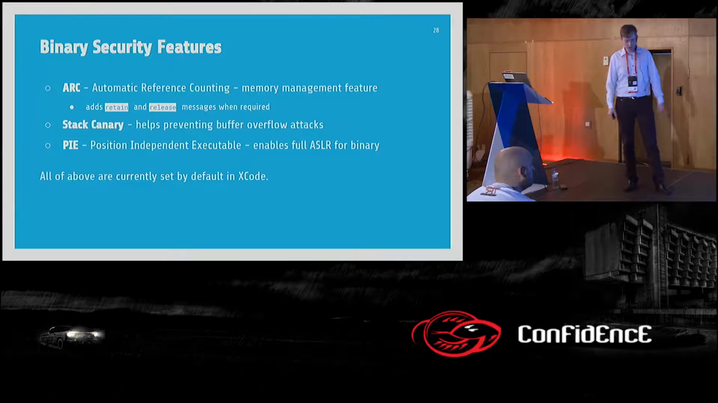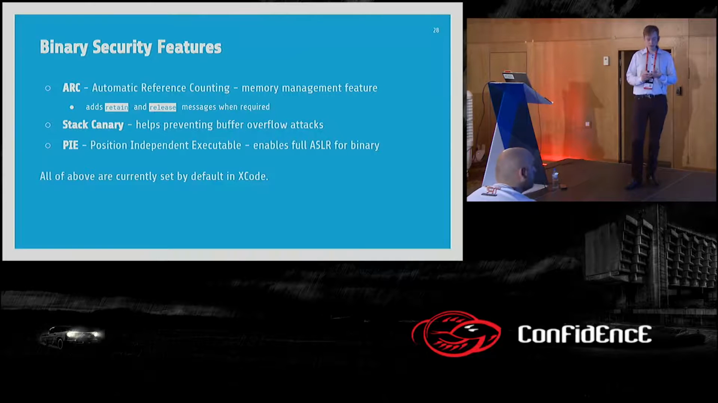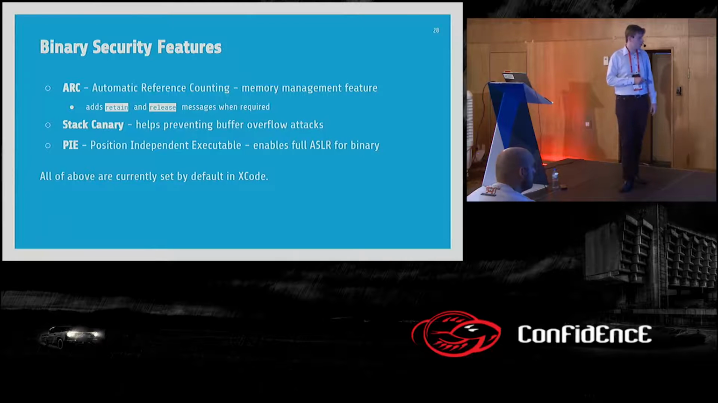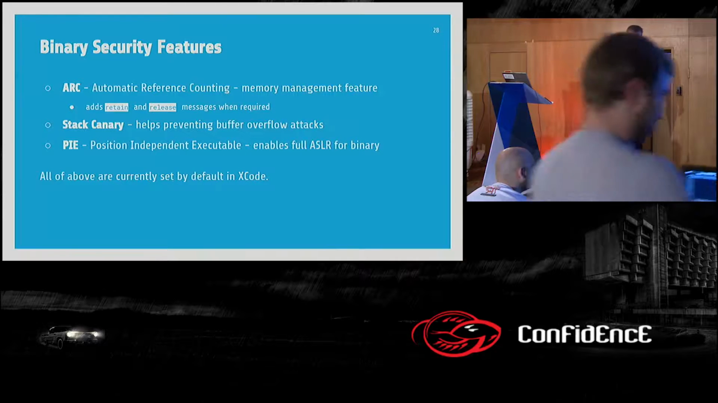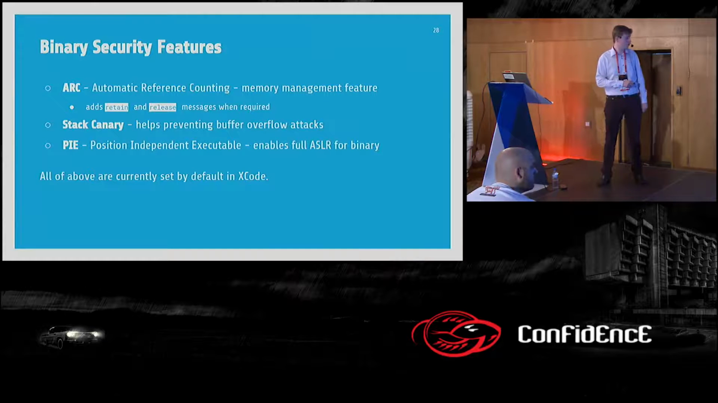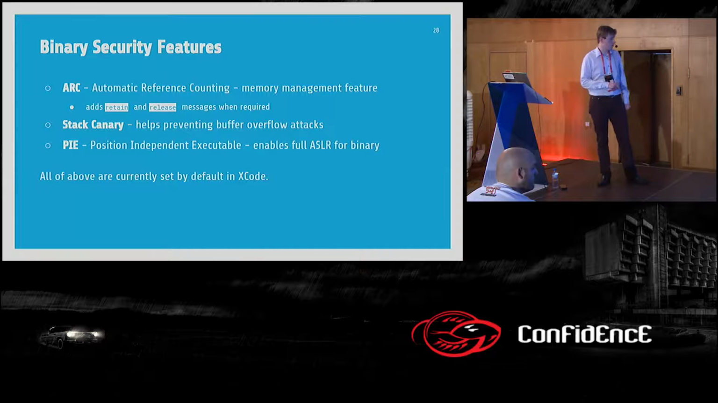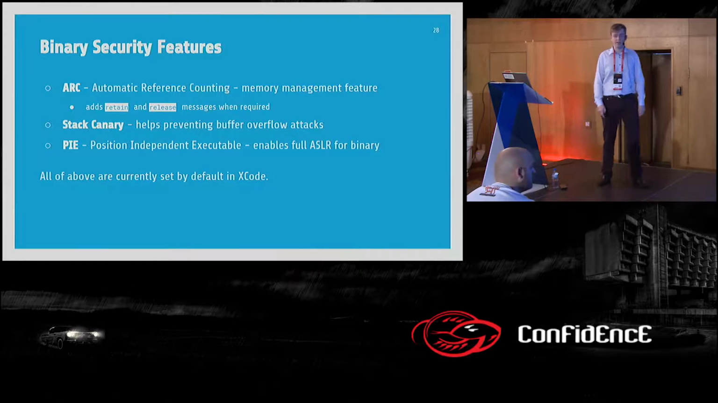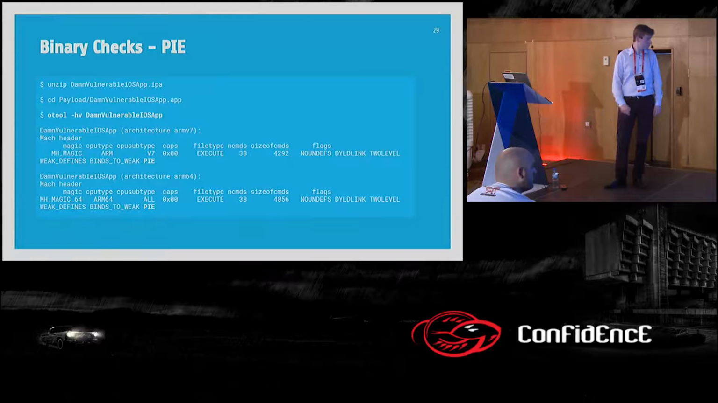OK, so we have an unencrypted binary. Now we can start analyzing it. The binaries on iOS have three security features set by the compiler during compile time. Automatic reference counting, which counts the number of allocations and deallocations of objects to prevent memory corruptions. Stack canary to prevent buffer overflows. And PIE, which is position-independent executable, and this is full ASLR for the binary.